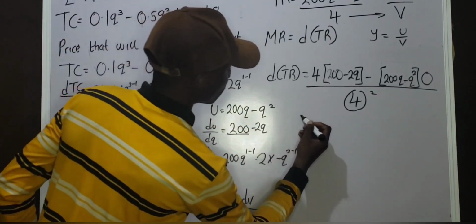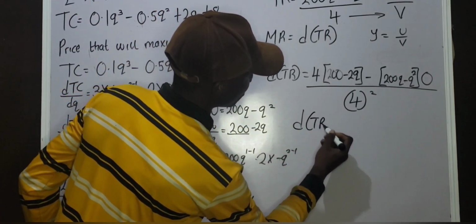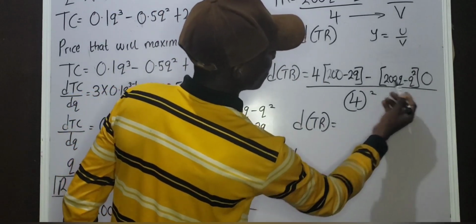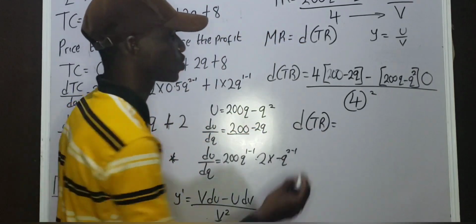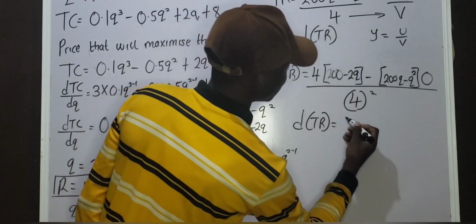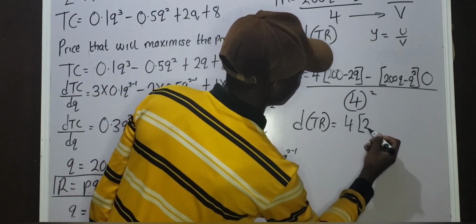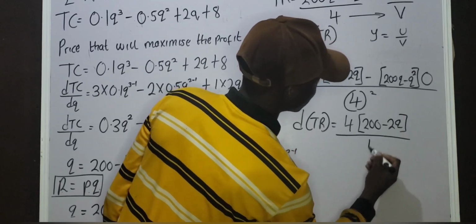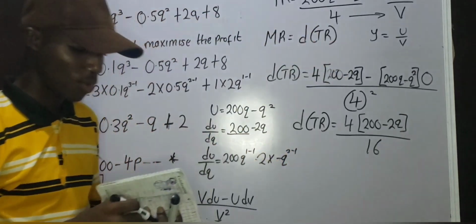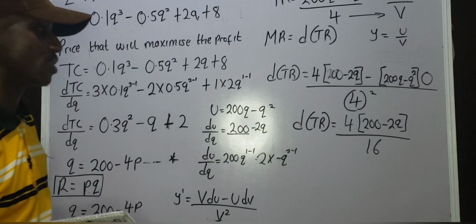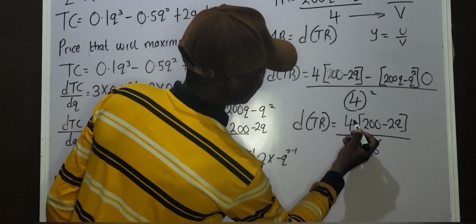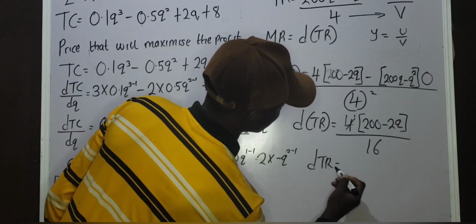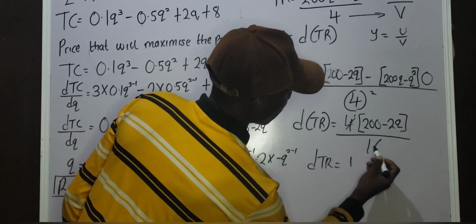So the derivative of TR, that is the TR, is equal to, now look at this, if you multiply 0 by all this, you are going to get 0. You understand? So I'm left with 4 multiplied by 200 minus 2q all over 16. You understand? Because 4 times 4 is what? 16. Okay? So now I can divide this 4 here 1, the TR is equal to 4 here 1, 4 in 16, that is 2.